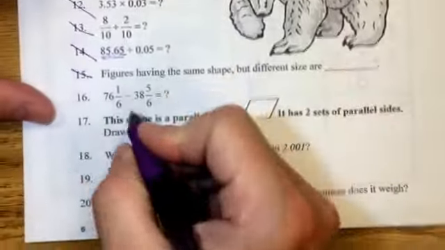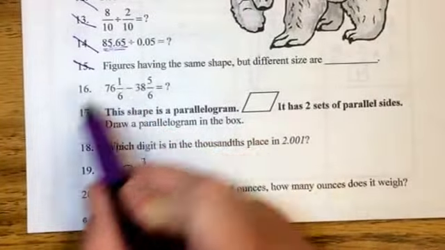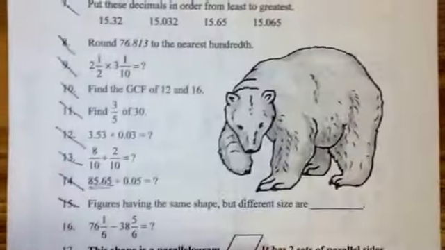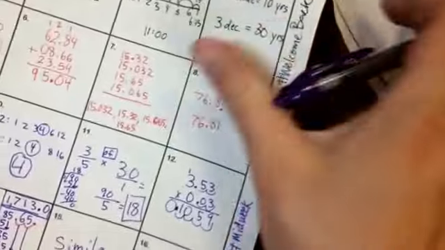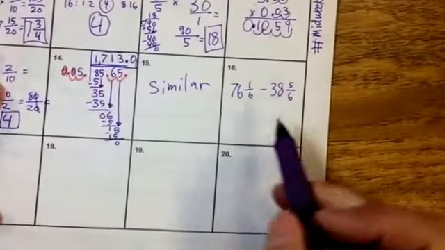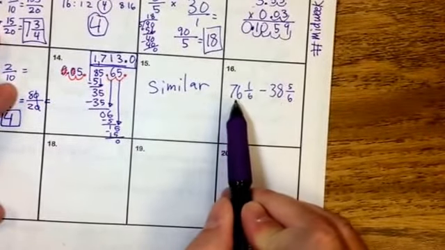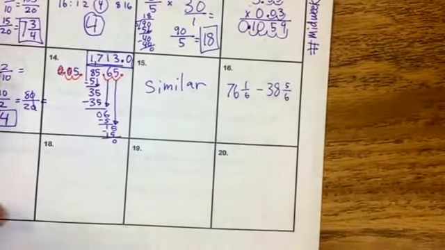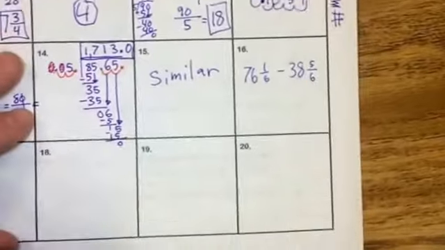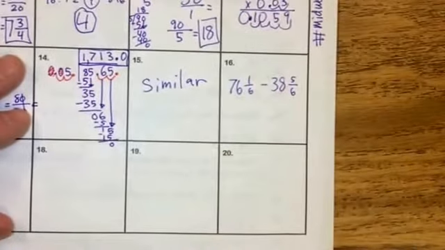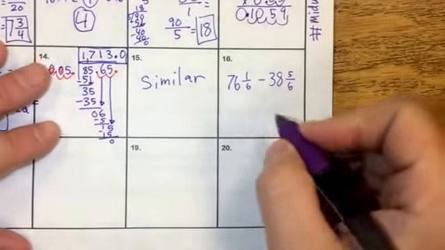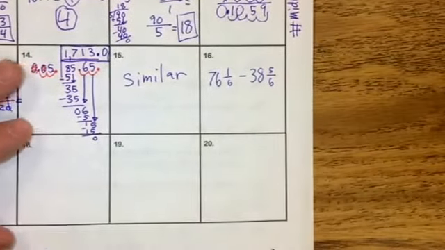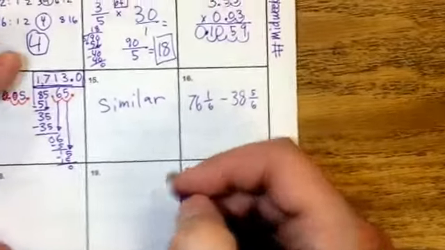Alright, and then finally, last but not least, I need to take a look at 76 and 1/6 minus 38 and 5/6. In this situation, I am definitely able to subtract 38 from 76, but I cannot subtract 5/6 from 1/6. So there's two different ways. Normally I convert into an improper fraction, but this time I'm going to just pull out a whole.